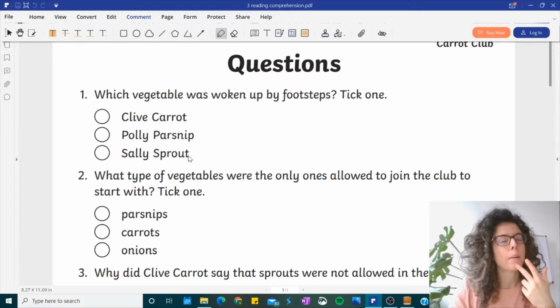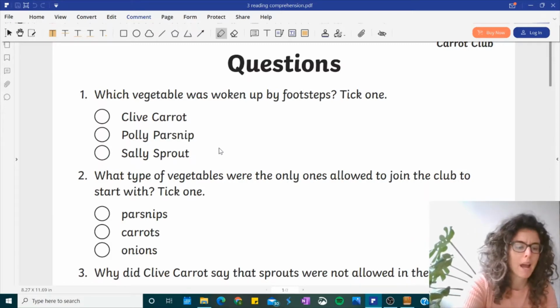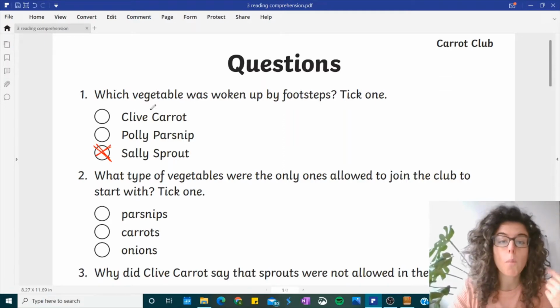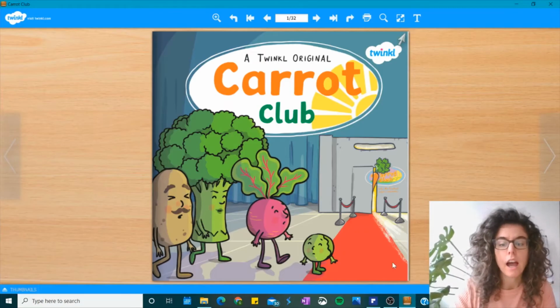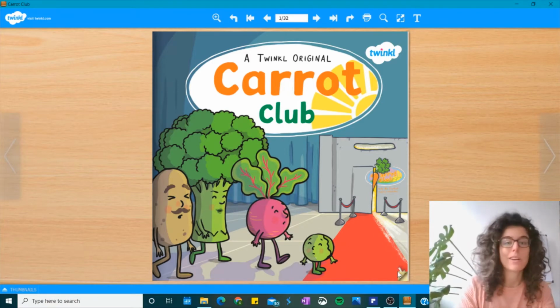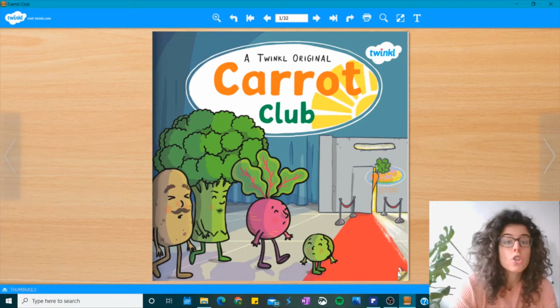Well, with my memory, I don't think it was Clive Carrot. Maybe it was Polly Parsnip? Or was it Sally Sprout? I think it was Sally, okay? But I'm not really sure. So, we're going to go back to the book, which I have here, and look for evidence, or look for what tells us that my answer is correct. Now, maybe there is no evidence. If my answer is not correct, then there is no evidence to tell me it's correct.